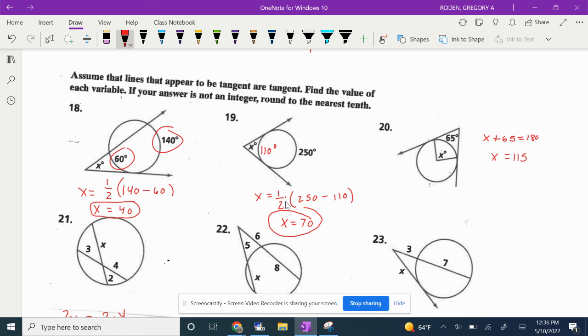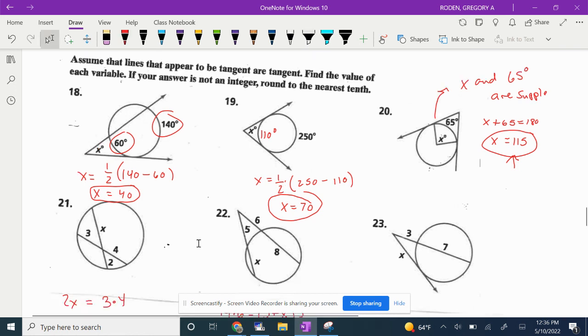Now, this one right here, I think it was at the very beginning that the x and that outside angle, 65 degrees, are supplementary. We learned that at the very beginning. So 65 plus x equals 180. Subtracting 65 from 180, we get x equals 115 for an angle right there.